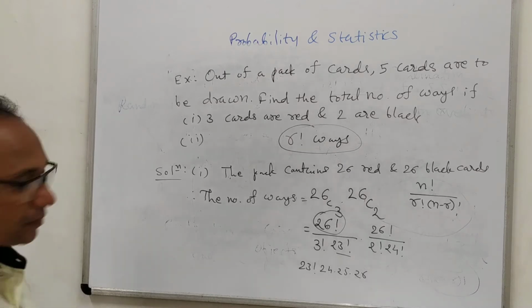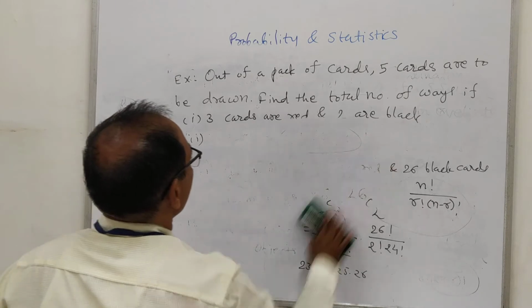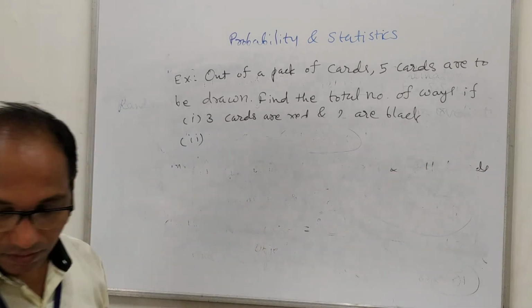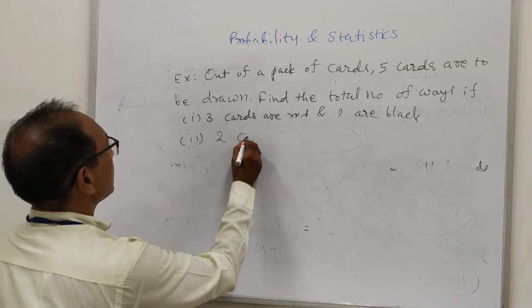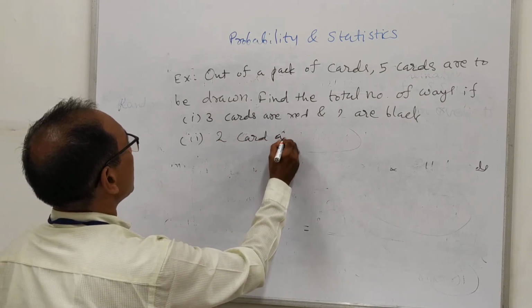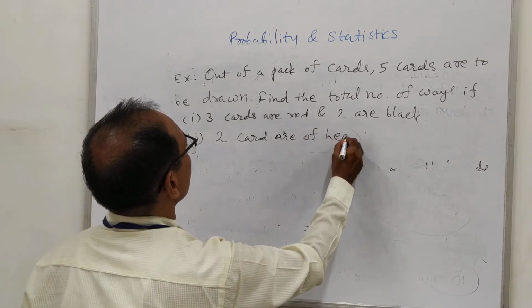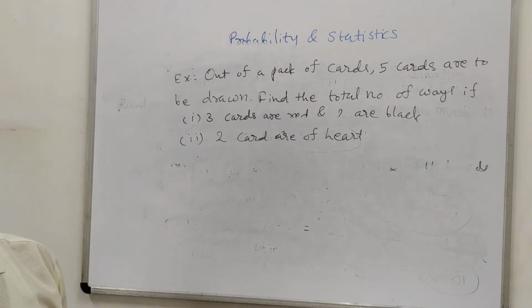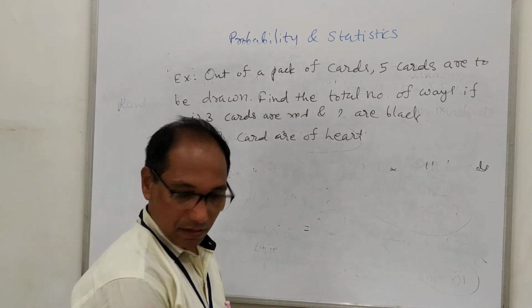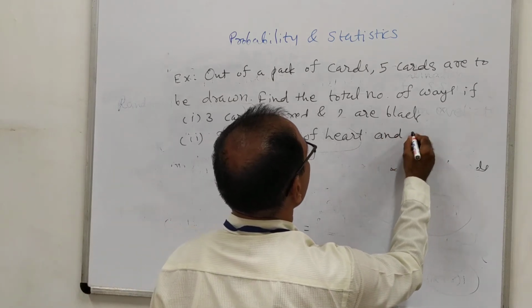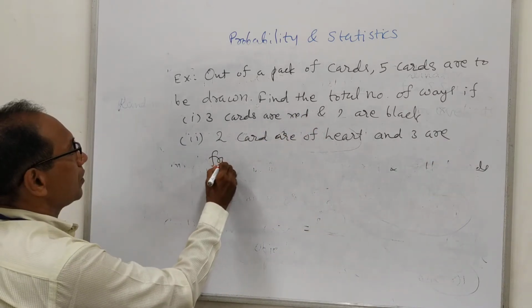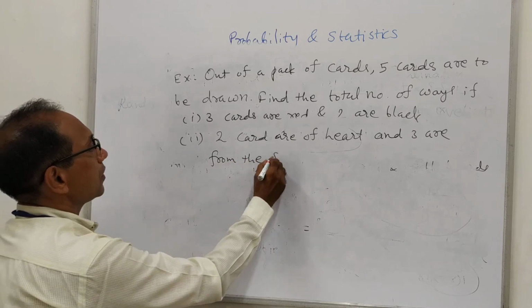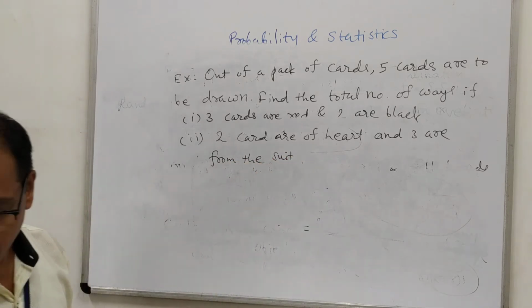Now let us see another one; here we also want to consider a second question. This I will give you as homework. That means 2 cards are of heart, and 3 are from the suit other than heart.